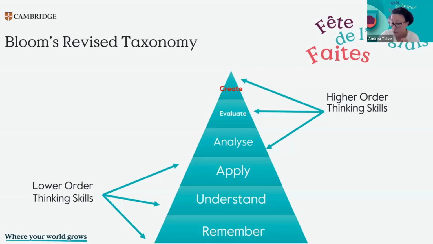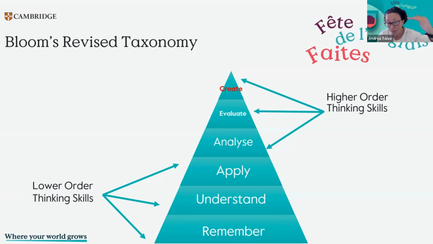So these might include things like remembering, recalling vocabulary, or summarizing a story. So students have read a story, they have to summarize it. That would be a lower order thinking skill. Or following a set of instructions, for example, in a science experiment. If they have to follow those set of instructions, that would be a lower order thinking skill.